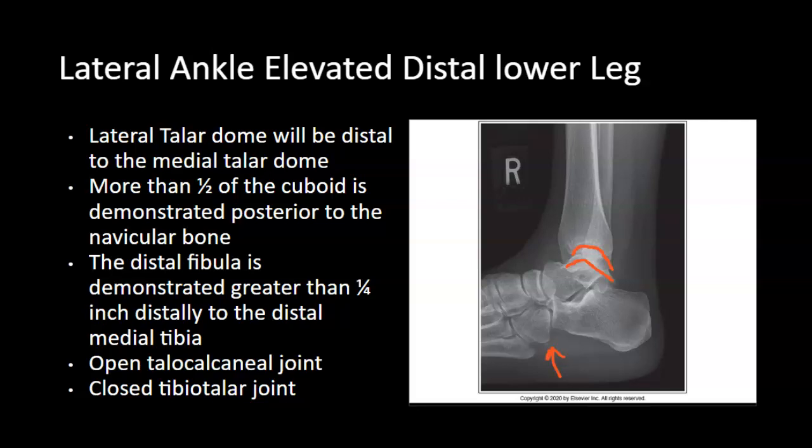There will also be an open talocalcaneal joint space, and again the resultant image for this lateral ankle has a closed tibio-talar joint space. So in order to correct this, we need to lower that distal leg so that it is parallel with the IR. Get that foot surface parallel with the IR, and make sure you dorsiflex.